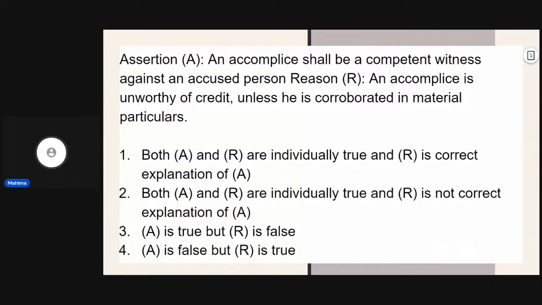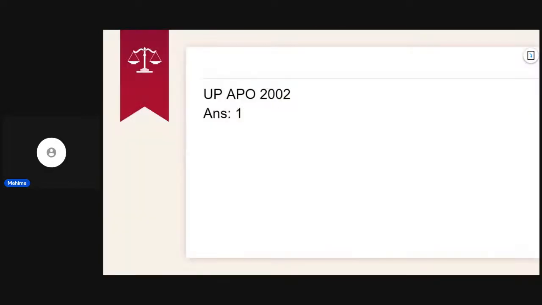R is the correct explanation of A. He will be competent against the accused person, but he has to be corroborated in material particulars, because of the meaning of an accomplice. He did not stay loyal to the person he came with, so how can he be trusted? That is the logic I applied, and that is why R is the correct explanation of A.